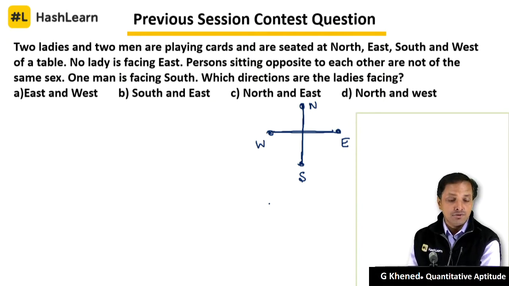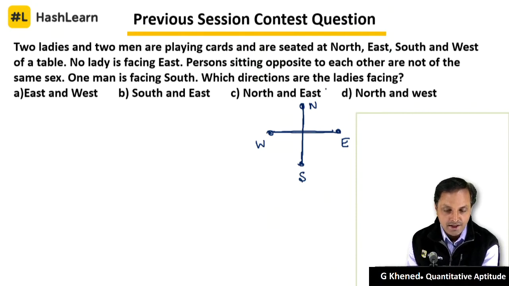Two ladies and two men are playing cards, and they are seated north, east. So, let me check. Two ladies, if I say here and here, and southwest, if I say men like this.